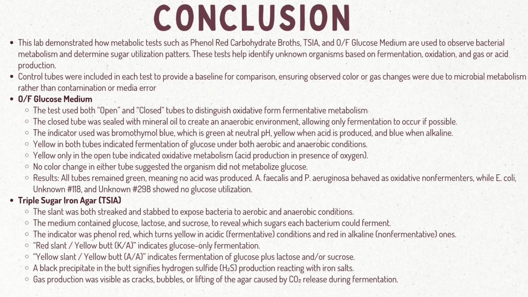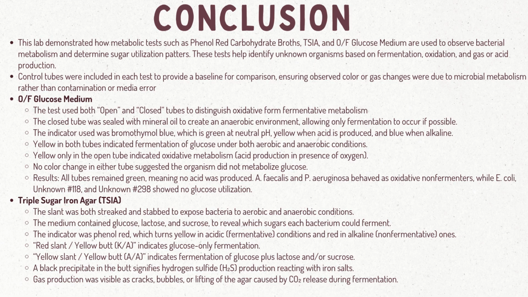So in conclusion, these tests really helped us identify how each organism metabolizes sugars. The OF glucose test separated oxidative from fermentative bacteria. For example, the Acinetobacter and the P. aeruginosa were oxidative non-fermenters, while the E. coli and the unknown 298 fermented glucose.